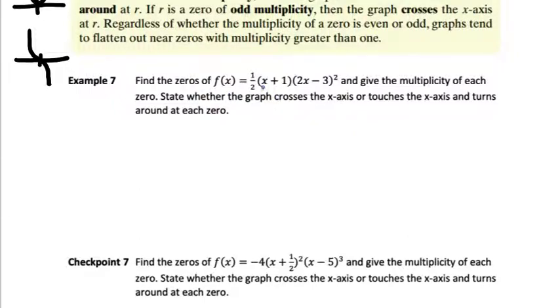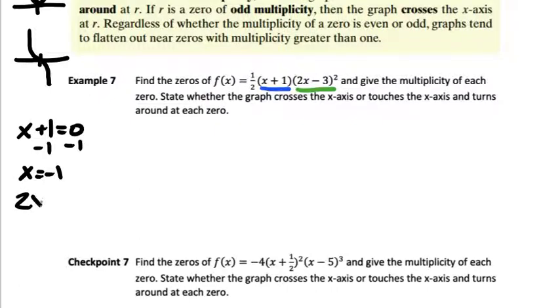Our factors here that have variables in them are x plus 1 and 2x minus 3. The 1/2 does not have an x with it, so that's not something I need to set equal to 0 and solve for x, because there is no x. We're going to start with the x plus 1, set that equal to 0, and solve by subtracting 1 from both sides. That gives me x equals -1. So that's (-1, 0).